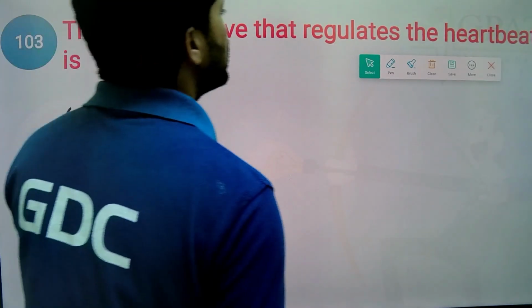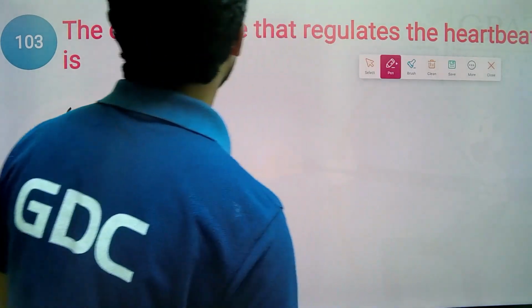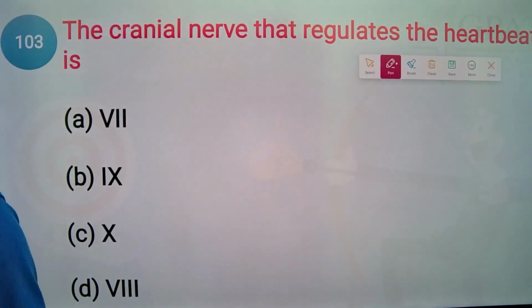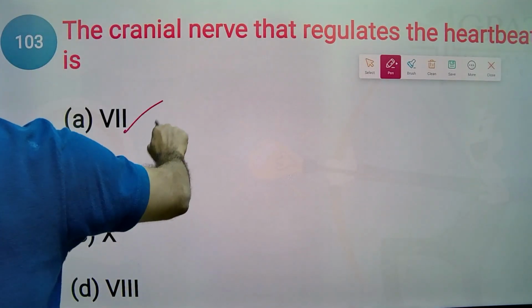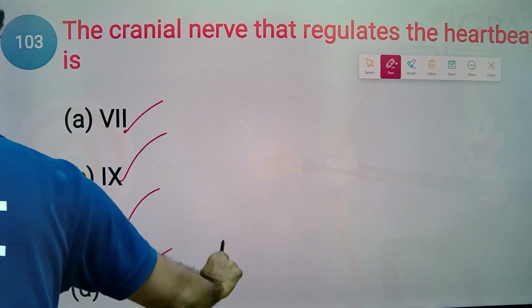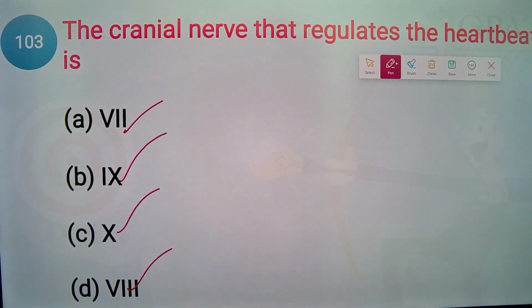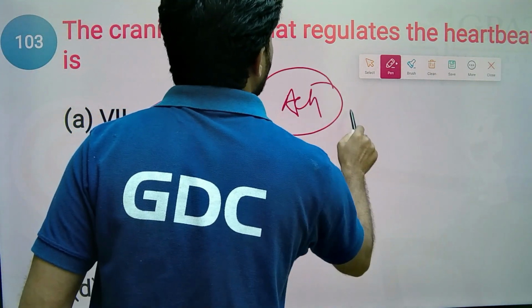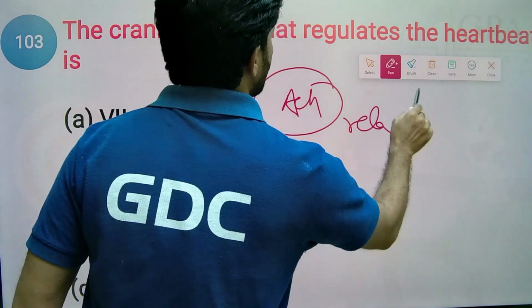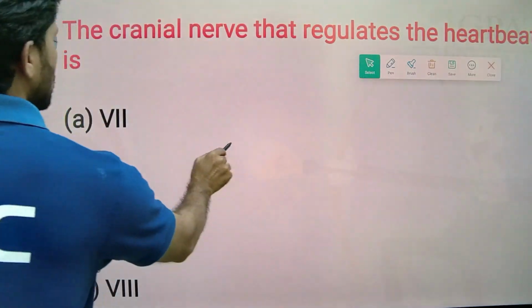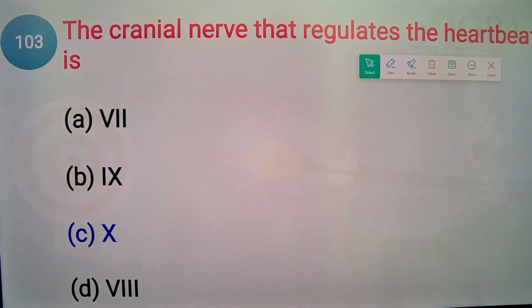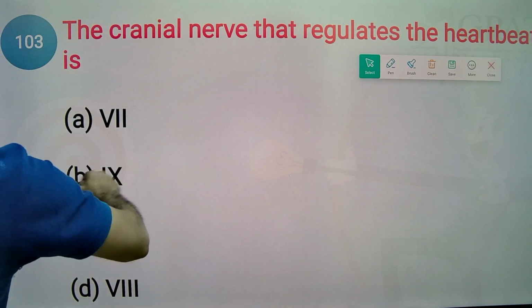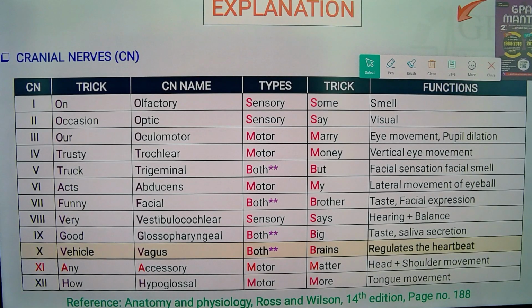The cranial nerve that regulates heartbeat. Very good. So the cranial nerve that regulates heartbeat, options 7, 9, 10, 8. So 10 is the cranial nerve, the vagus nerve. When the vagus nerve is stimulated, it releases acetylcholine. Acetylcholine on the heart causes relaxation. So cranial nerve 10 is the answer that regulates heartbeat by releasing acetylcholine.